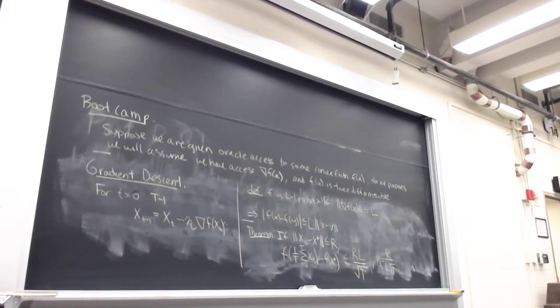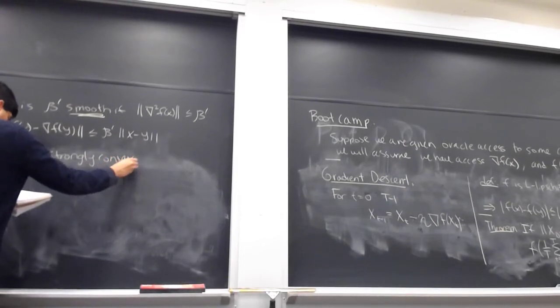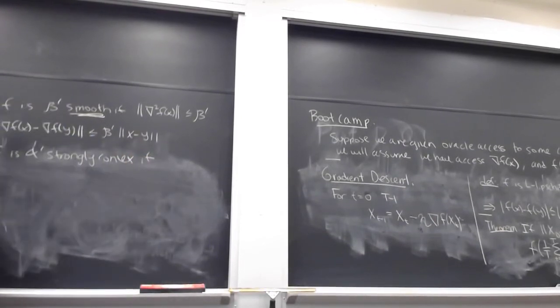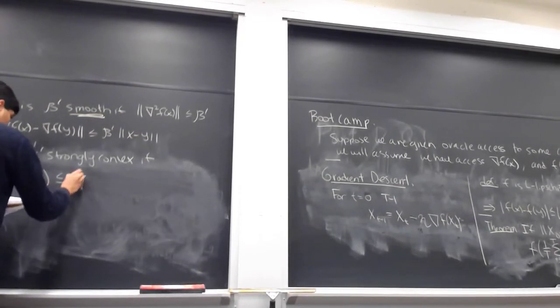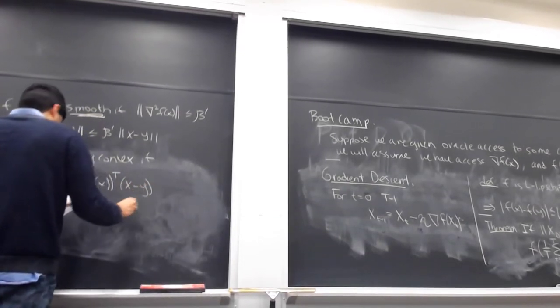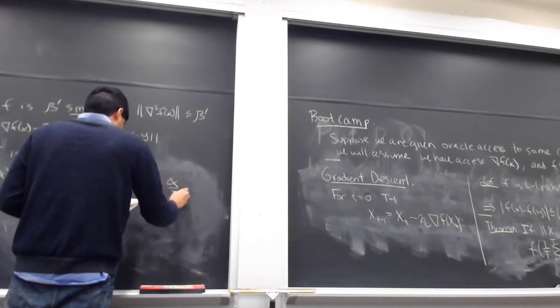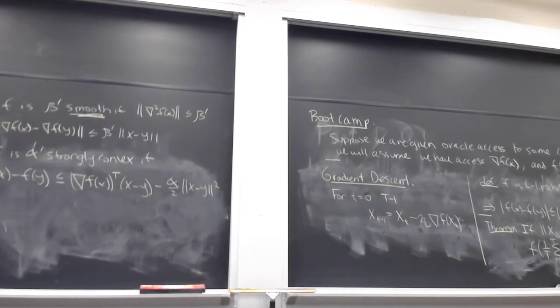So in fact, the other key definition, which together with smoothness will give us those types of guarantees, is that we'll say that f is alpha prime strongly convex if the following type of condition holds. So we need that f of x minus f of y is at most gradient of f of x times x minus y minus alpha over 2 times x minus y squared. So let me explain this geometrically.